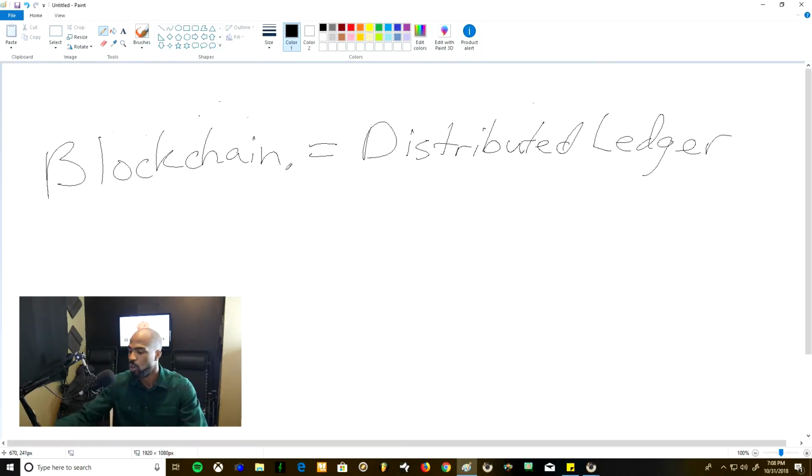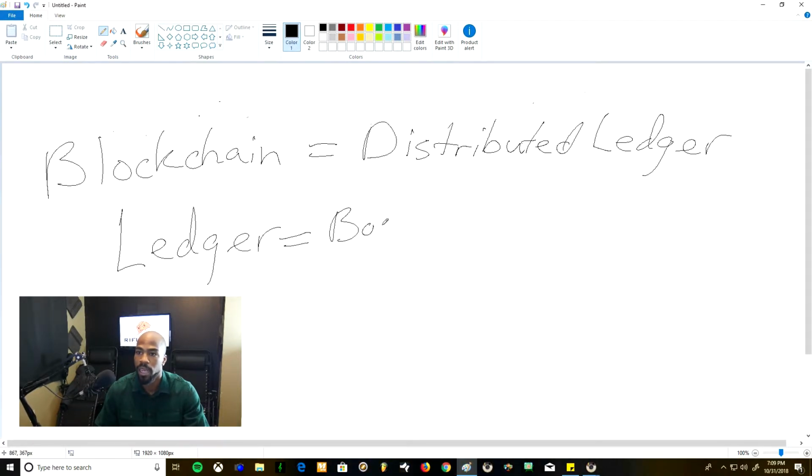a ledger is. You guys are probably already familiar with what a ledger is. A ledger just keeps track of records. So let's say a bank uses a ledger. The voting system uses a ledger. There are various other things that use a ledger. A ledger just keeps track of information for you. So blockchain is innovative because it gives you the ability to have a distributed ledger. And I'm going to explain to you why the distributed ledger is important.